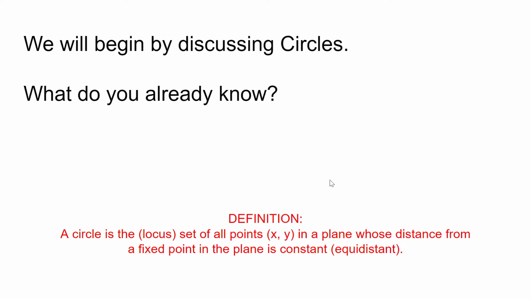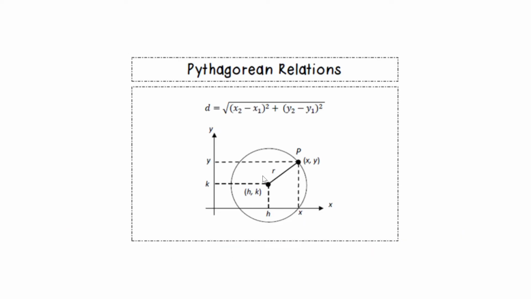The formal definition is the locus, or the set of all points in a plane whose distance from a fixed point in the plane is constant. So you've got the center, and then a point on the circle, and it's the same distance all the way around. We call that distance the radius.